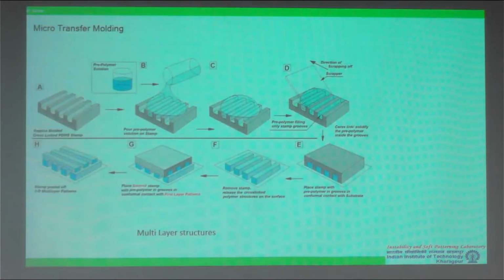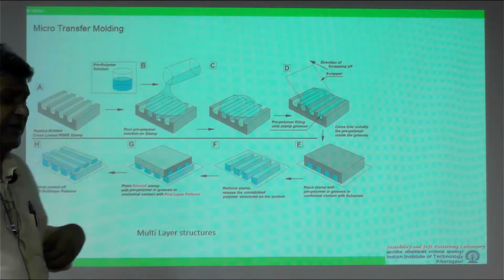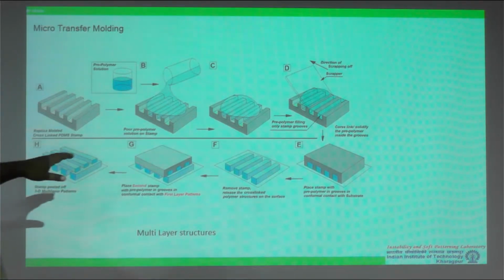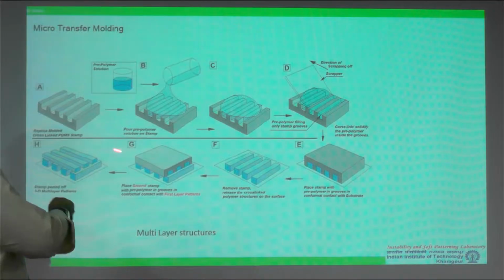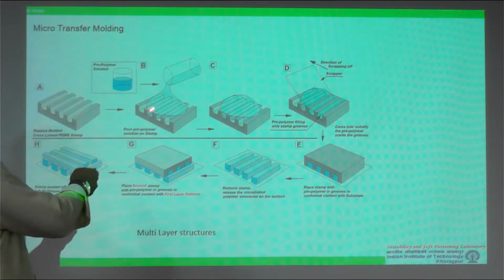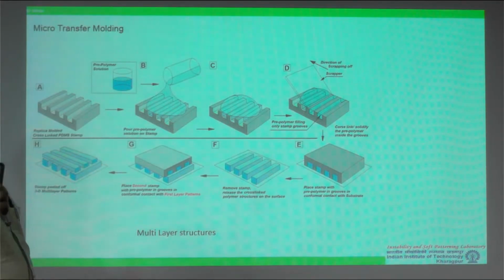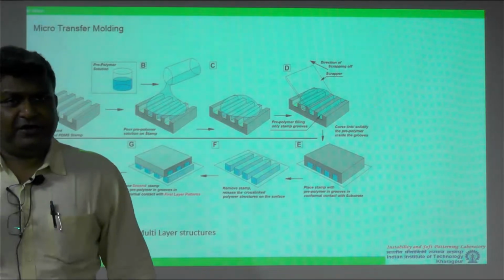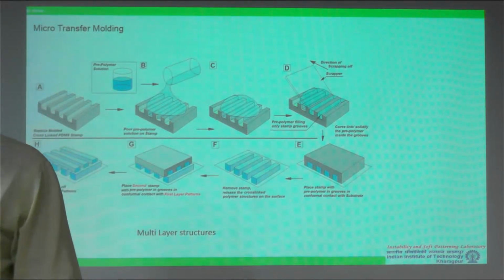And what we are now talking about, which is a technique for making 3D patterns, is called micro transfer molding, right? They sound very similar, but actually they are different. I will not go into the details of this, but here you use a photocurable polymer. What you do is very similar to replica molding to start with. You take a stamp, you put this liquid layer, but there you took a thermocurable polymer. Here you take a photocurable polymer.